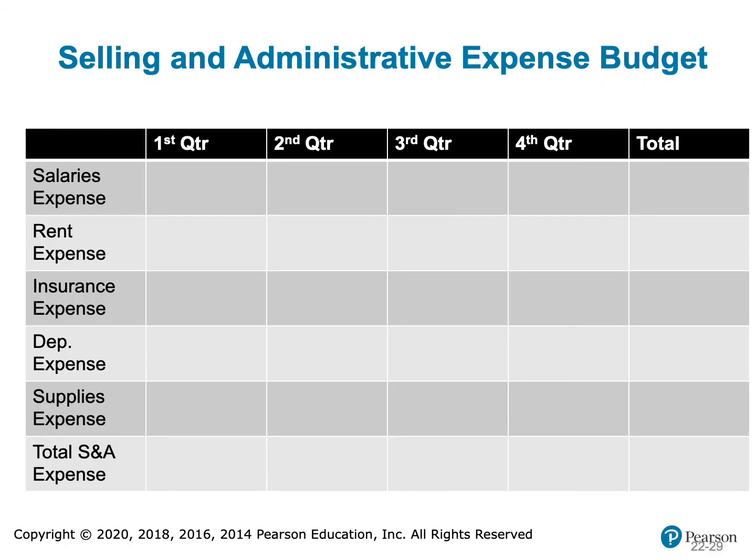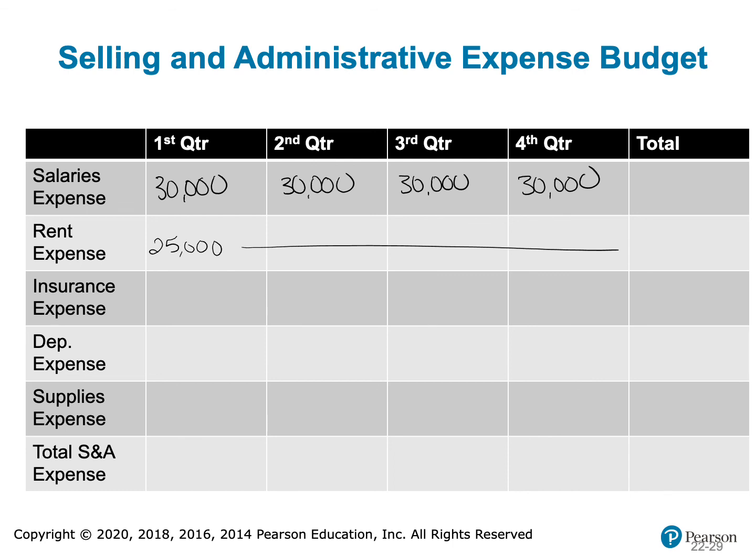So let's look at this. Our salaries expense was fixed across the board. We were told it was $30,000 every quarter, so I can go ahead and fill that in all the way across. My rent expense is fixed across the board at $25,000, so again, I'll let you fill that in all the way across. My insurance is fixed at $2,500. I'll let you fill that in all the way across. Depreciation is fixed at $1,500. Let you fill that in all the way across.